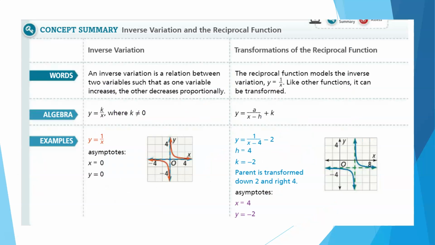To summarize what we did this section, first we started by talking about inverse variation. You can see some of that on the left-hand side, and we ended today by talking about transformations of this function. Those are the keys you want to take away from section 1. You can now move on to your Pearson practice for section 4.1, day 2.